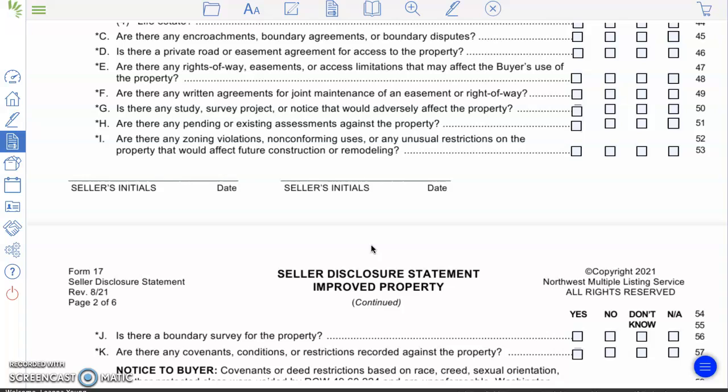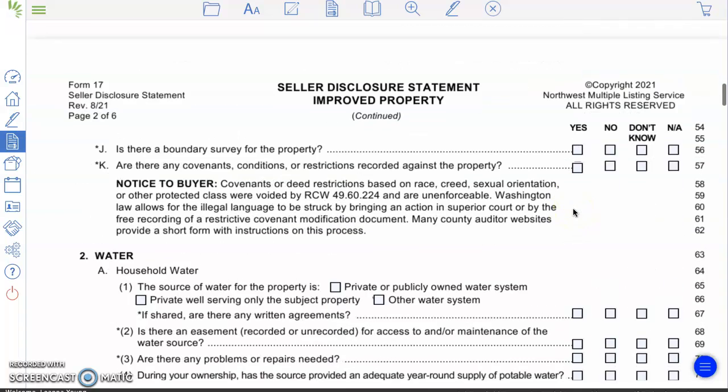Any pending or special assessments. Typically this would be for condos, but I have seen them for single family homes. But if you know that there's an assessment, we'd want to disclose that here. Any zoning violations, non-conforming uses, or any unusual restrictions on the property that would affect future construction or remodeling. And a lot of times people just don't have these answers, and that's, again, totally fine.